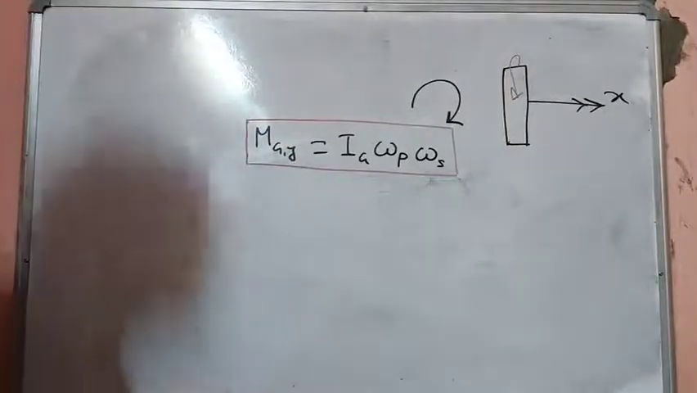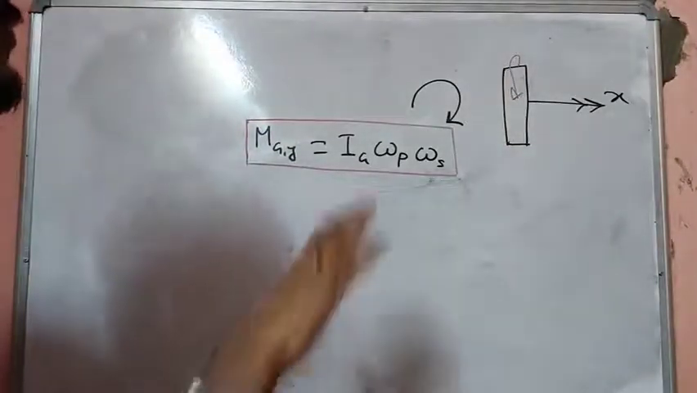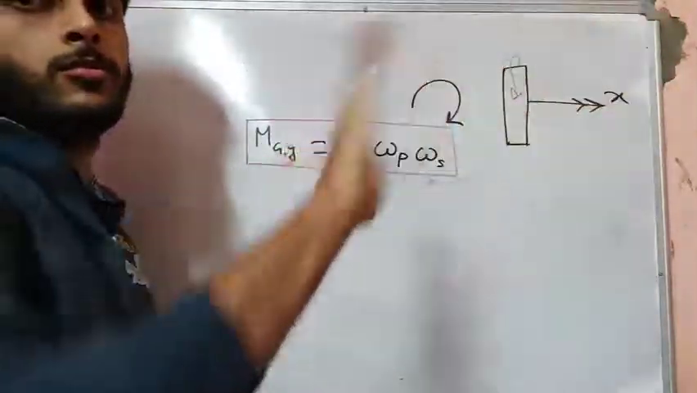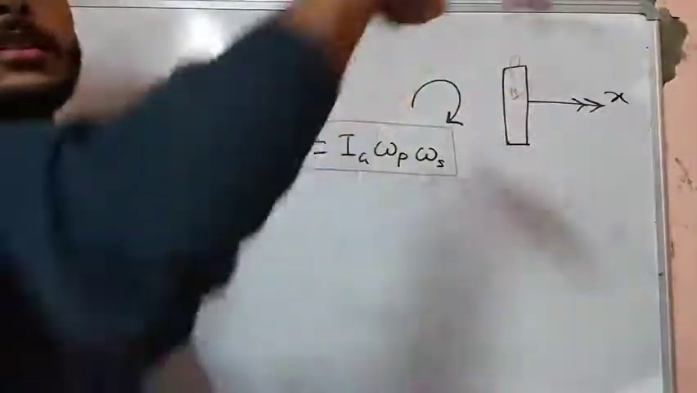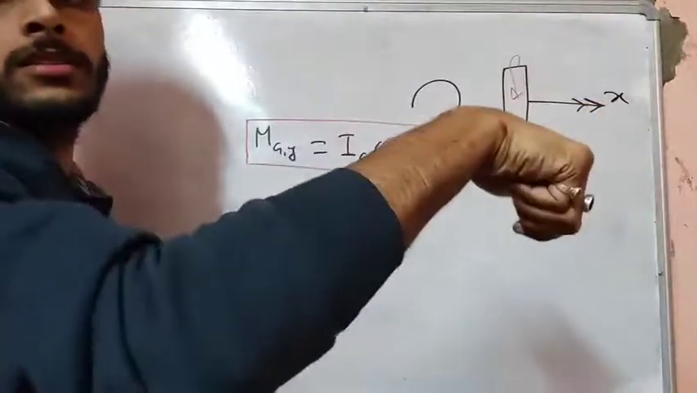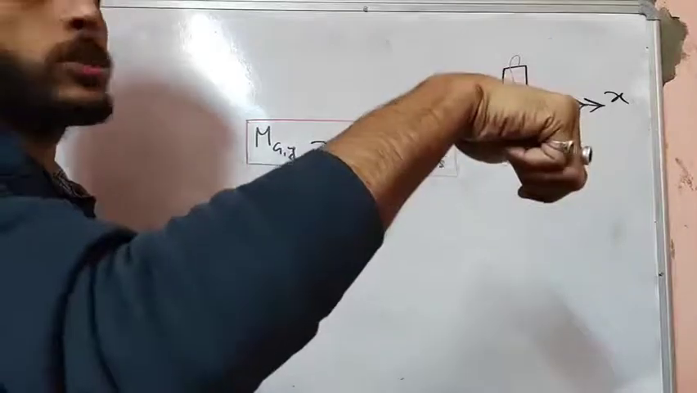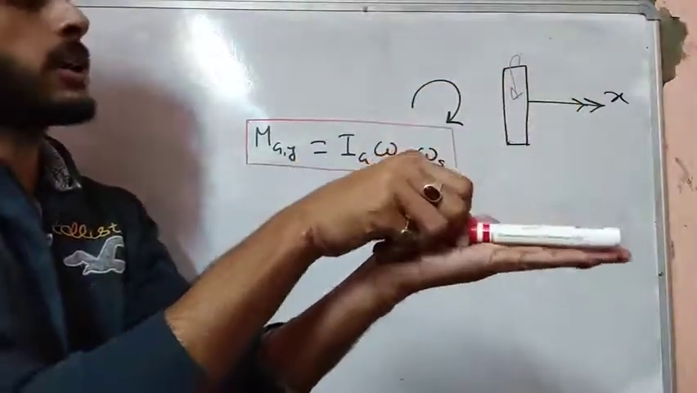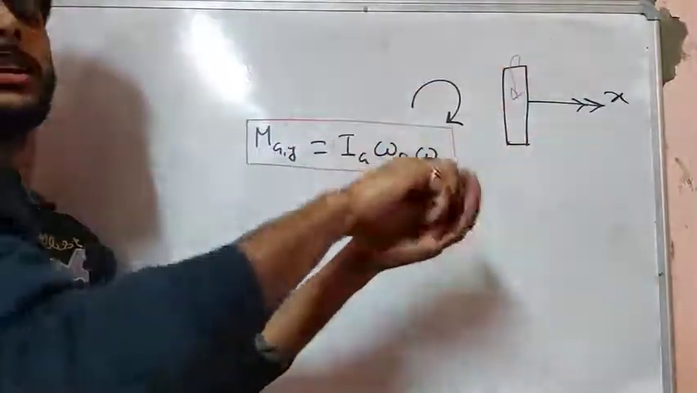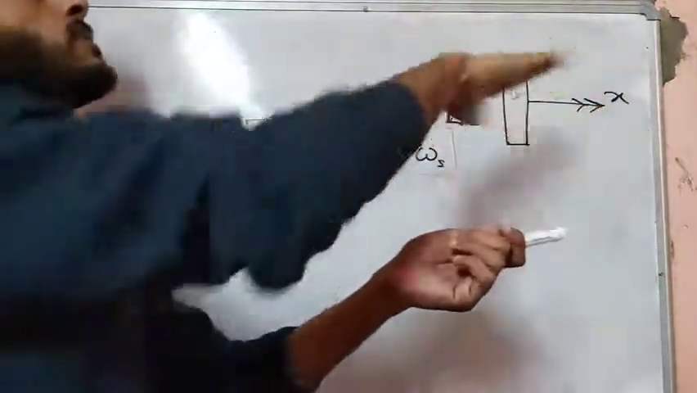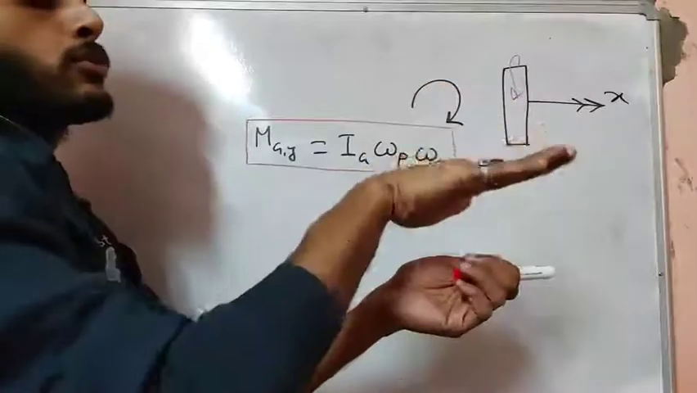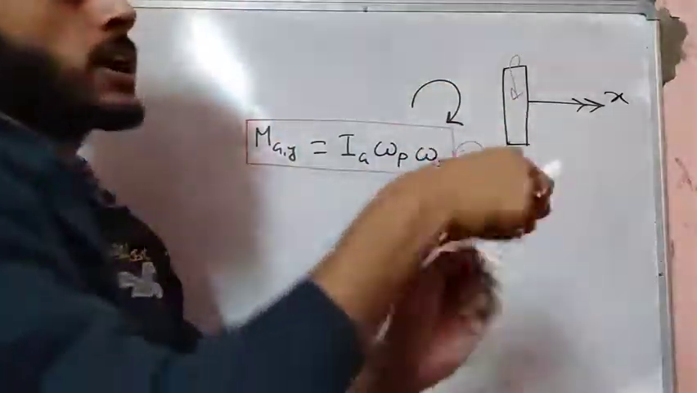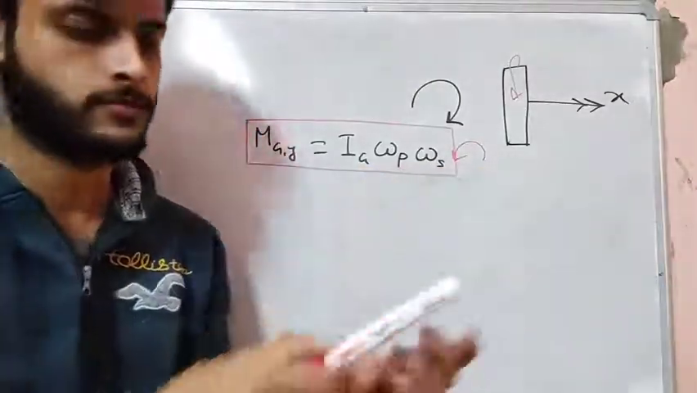Are you getting me? So if we apply a moment in this direction to the spinning disc, this external moment will cause the disc to turn like this, along the board. If we apply a clockwise moment like this, it will turn the body like this. If we apply an anti-clockwise moment like this, the body will turn like this.